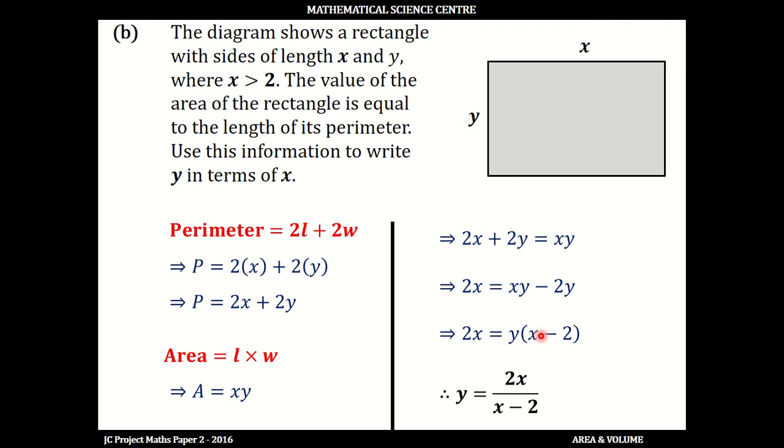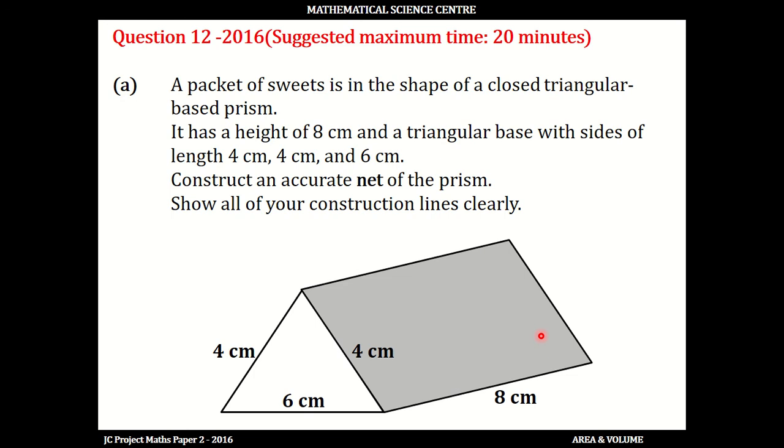Now, if you were to open this out, what would the base look like? What shape? It would be a rectangle. And what about the two sides on the top? They're both rectangles. What about the front and the back? They're both triangles. So this is what the net would look like if you opened it out. Now, you do have to put in these measurements as well.